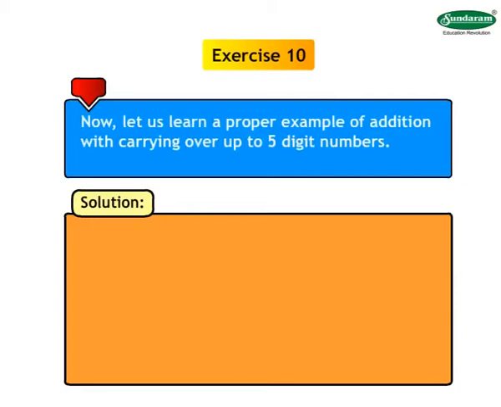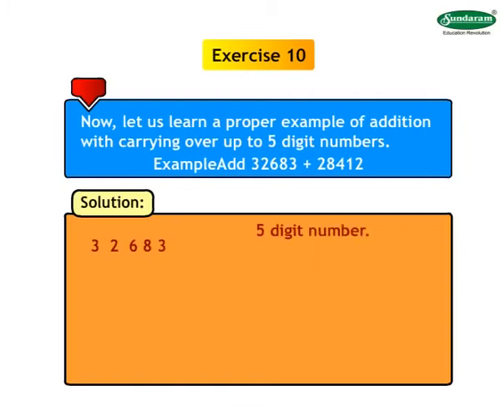Now, let us learn a proper example of addition with carrying over up to 5-digit numbers. Example, add 32,683 plus 28,412. Solution. 32,683 is a 5-digit number. The place to the left of thousands place is of 10,000. Thus, above the numbers, write U for units place, write T for tens place, write H for hundreds, write TH for thousands place, write TTH for 10,000s place, and write the number below it.